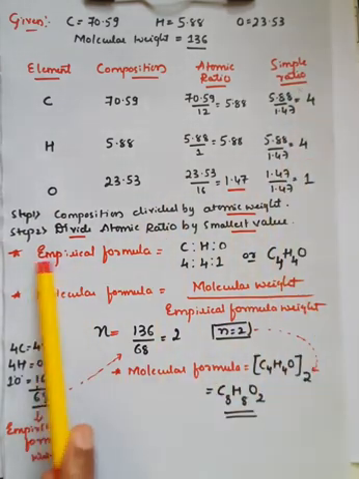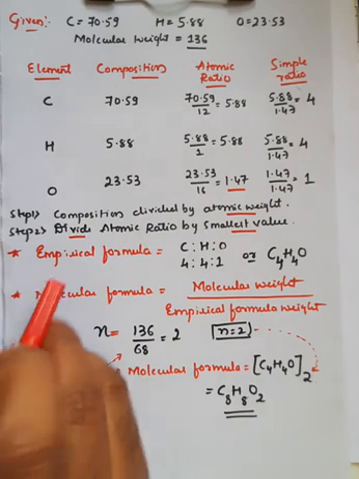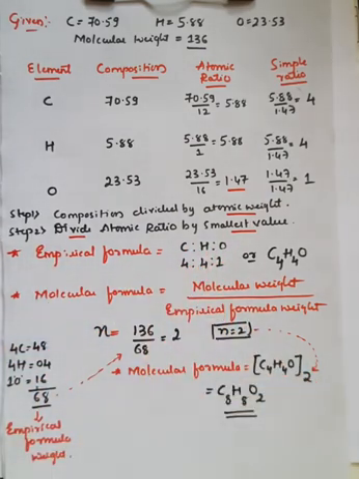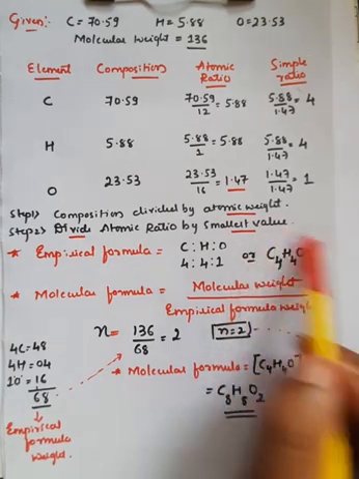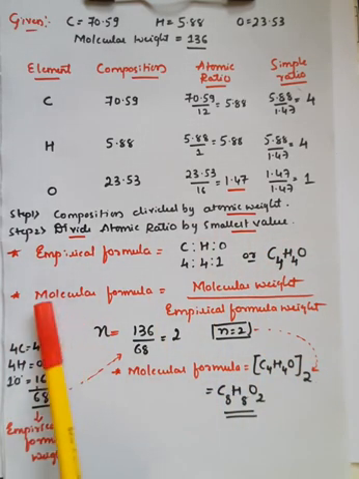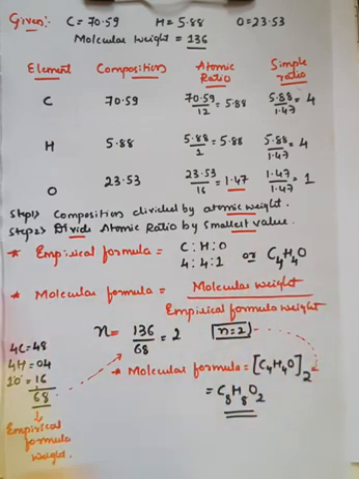This ratio is nothing but the empirical formula. Therefore the empirical formula is CHO in the ratio of 4:4:1, or you can write it as C4H4O. For the calculation of the molecular formula, you have one formula: molecular weight divided by empirical formula weight.